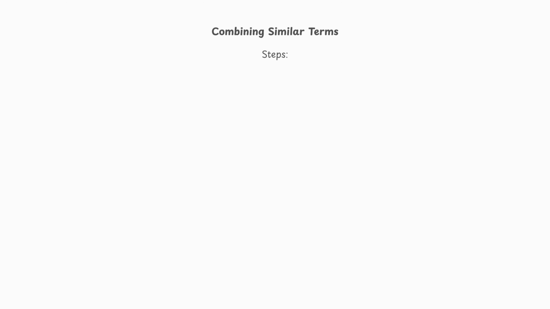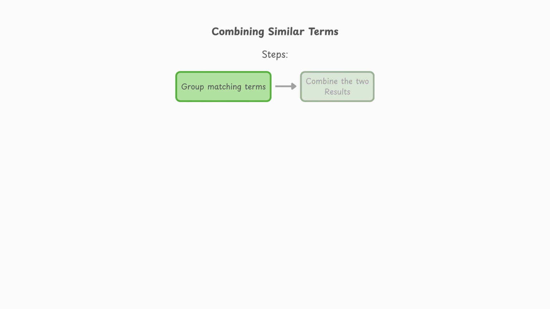Now let's learn the steps for combining similar terms. There are two main steps. First, group the matching terms. This means we look for terms that have the same letter. In this example, we have 3m plus 4n plus 5m minus 2n. The m terms are 3m and 5m. Because they both have the letter m, we can combine them. 3m plus 5m equals 8m.